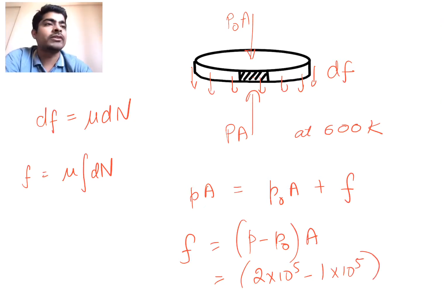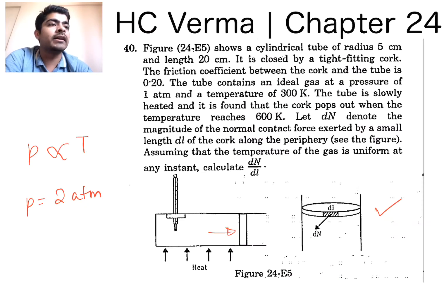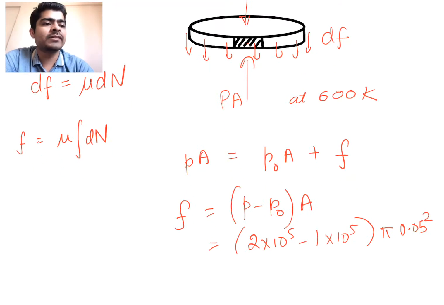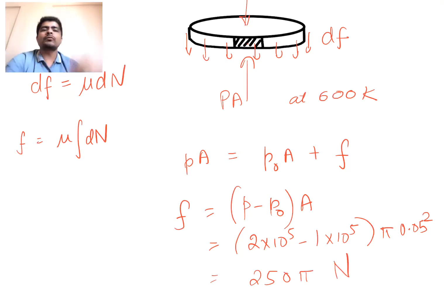Area will be how much? So area will be pi r square, radius is given, that's it. Okay. So pi times radius is how much? 5 centimeter. So 0.05 squared. Okay. So here you can calculate the value of friction. So this will be equal to 250 pi Newton. So we found the frictional force acting over here.